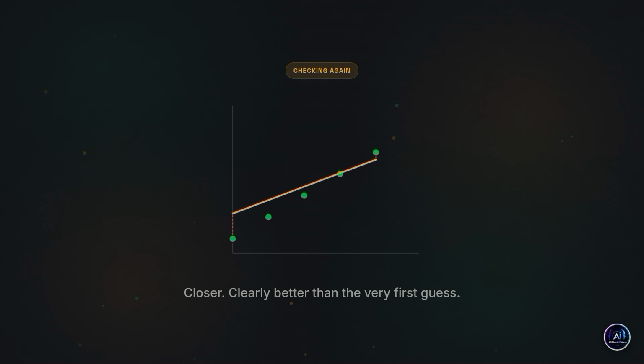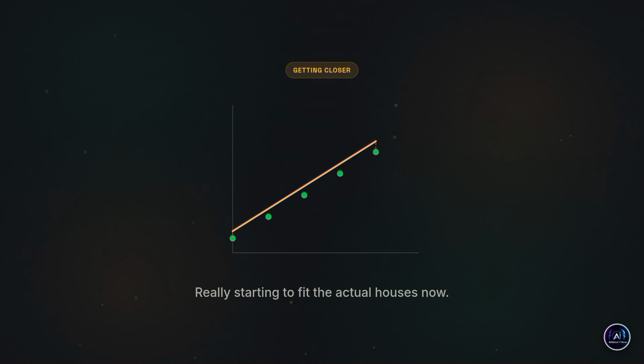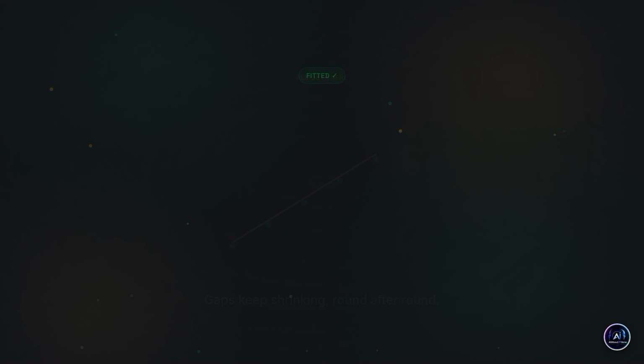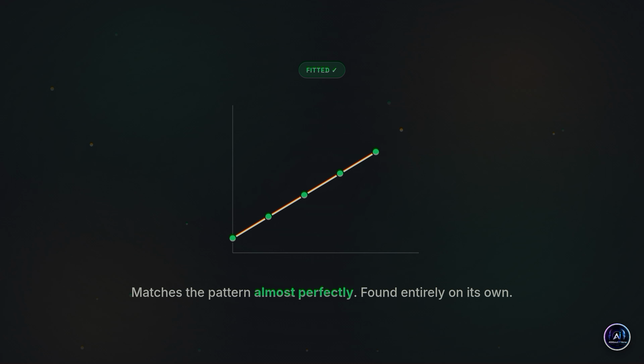One more round of small adjustments. Now the line is really starting to fit the actual houses, not just guessing near them. And one more round after that. The gaps between the line and the real houses keep getting smaller, round after round. After a few more rounds like that, the line matches the pattern in the data almost perfectly. Nobody told the model this pattern directly. It found it entirely on its own, just by repeating this simple process.